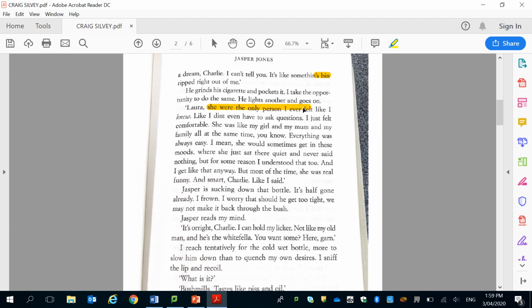So Laura, she's the only person I felt like I knew, like I didn't even have to ask questions. I just felt comfortable. She was like my girl and my mum and my family all at the same time, you know.